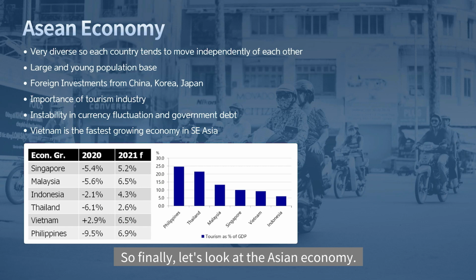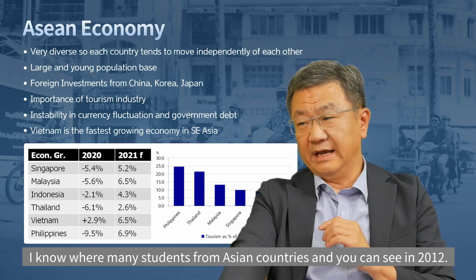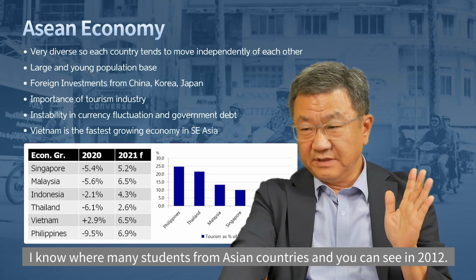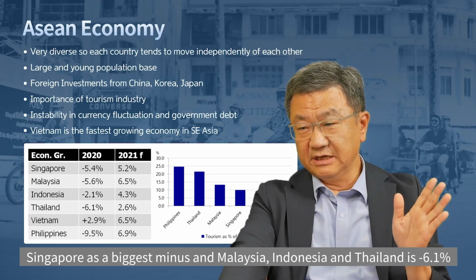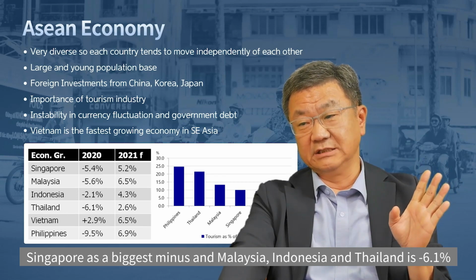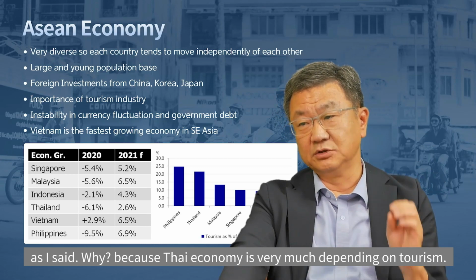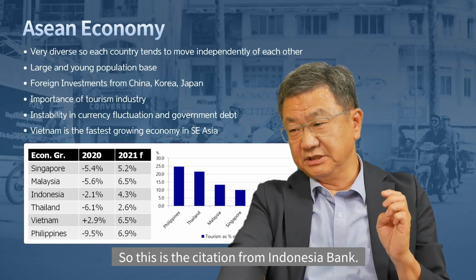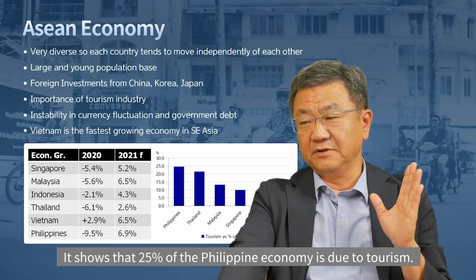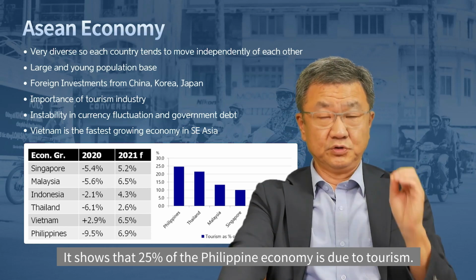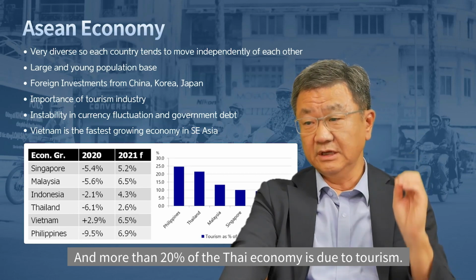So finally, let's look at the Asian economy. I know we have many students from the Asian countries. And you can see in 2012, Singapore has the biggest minus, and Malaysia, Indonesia, and Thailand is minus 6.1, as I said. Why? Because the Thai economy is very much dependent on tourism. So this is a statistic from the Indonesian Bank. It shows that 25% of the Philippine economy is due to tourism. And more than 20% of the Thai economy is due to tourism.